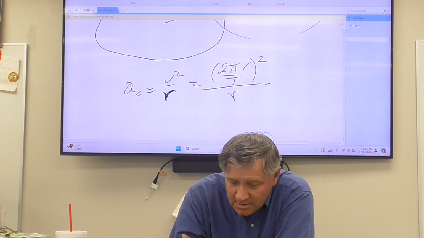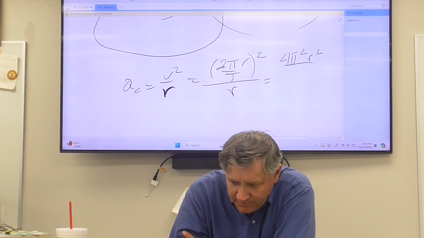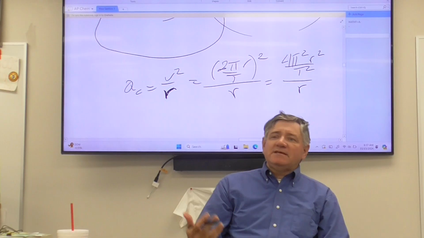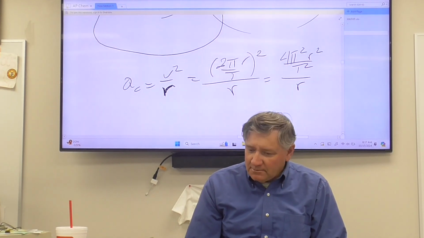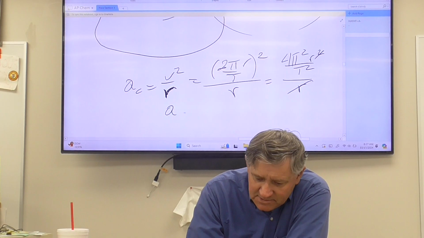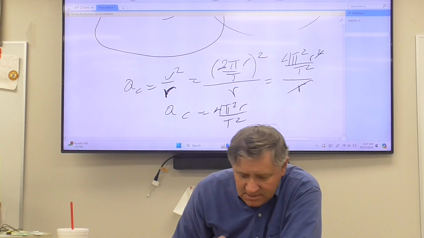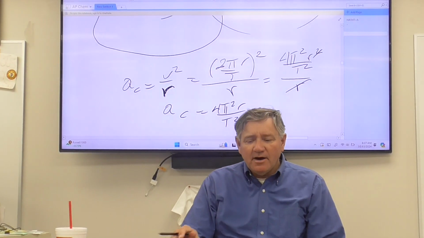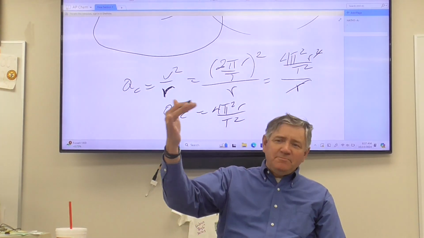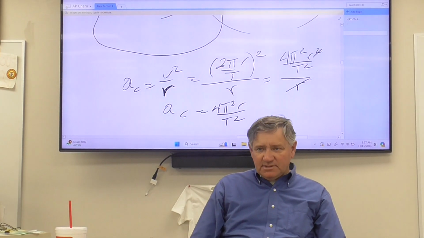I'm going to square this whole thing, and I'm going to get 4 pi squared R squared over T squared over R. Now, this is where the pirate gets sad. Why? Your R's. I'm going to lose one of the R's. So I get centripetal acceleration equals 4 pi squared R over T squared. Cool. Now, this is not on your equation sheet. You need to know it. It is easily derived. You take 2 pi R over T, substitute that in, square it, and you get 4 pi squared R over T squared.